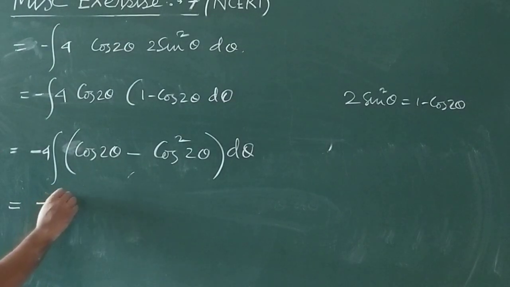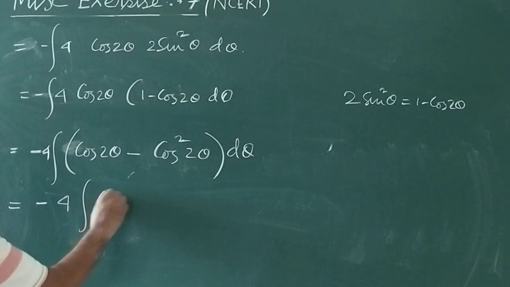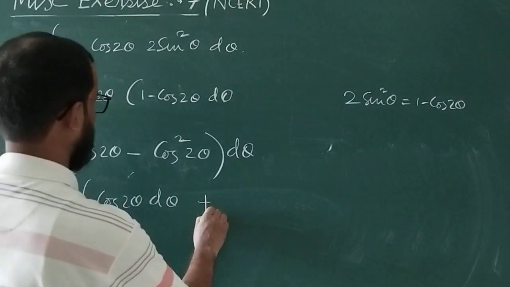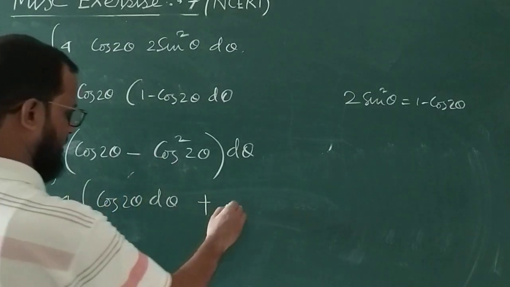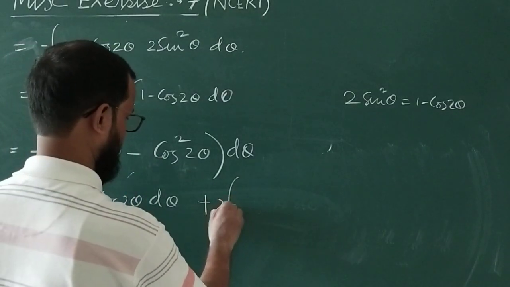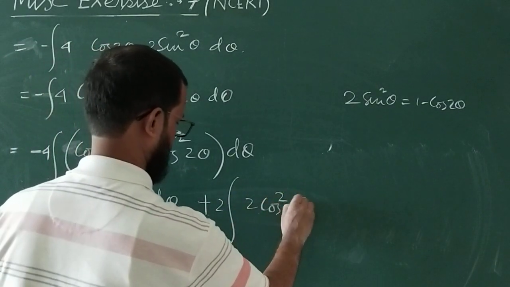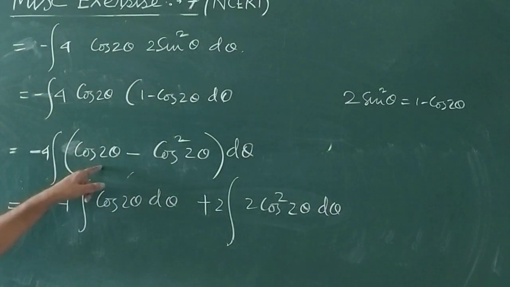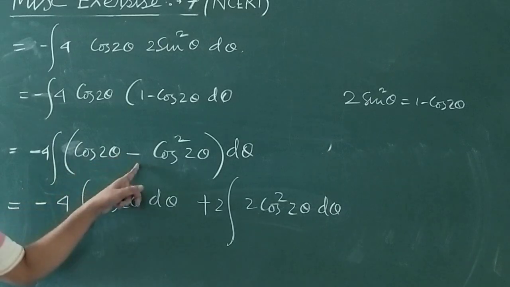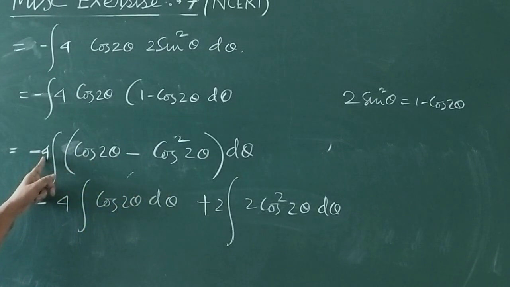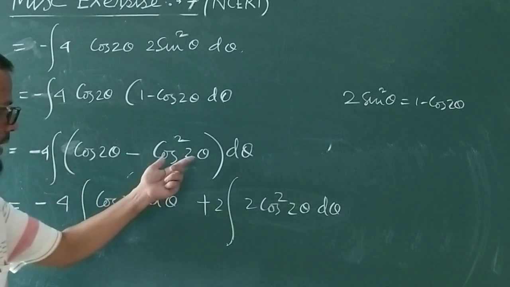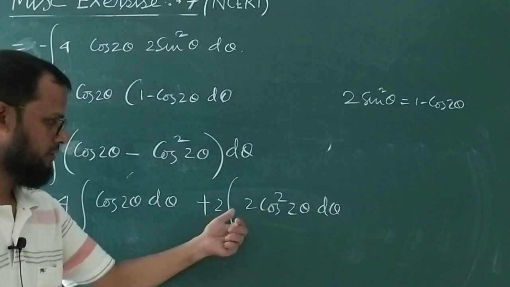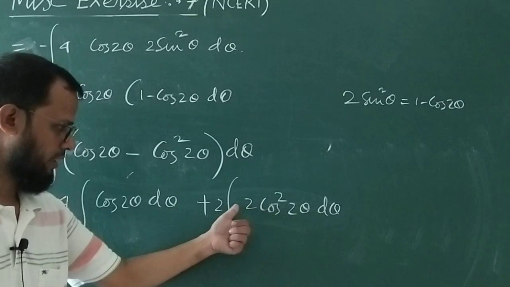Which is equal to what? Integral of minus 4 cos 2 theta d theta minus a, plus, it becomes 2 into 2 cos square 2 theta d theta. Can I write this? You see, minus 4 cos 2 theta, and then plus. Again this is a square term, so it should be converted into linear, so I am multiplying 2 with this and keeping 2 outside.